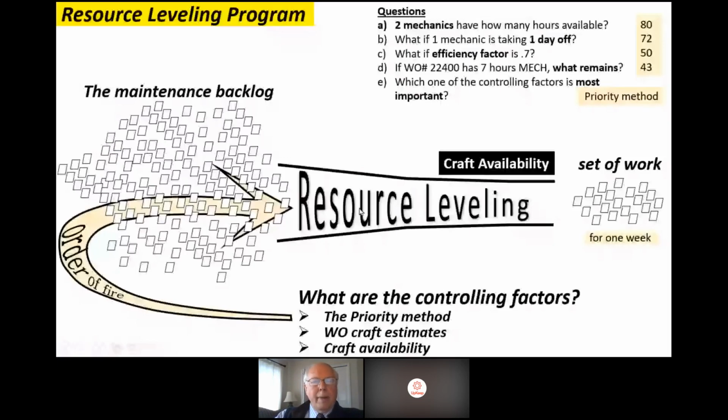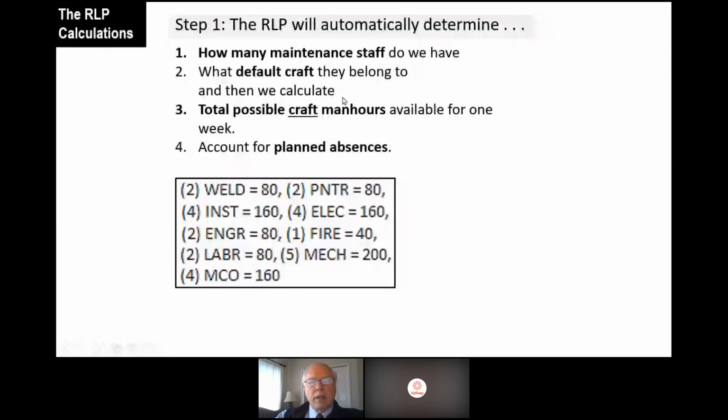The RLP will automatically determine how much maintenance staff you have. How will we do that? Well, we'll go inside your database. We'll read the number of workers, and I know for each worker what their default craft is. So now I'm able to calculate the total possible craft man hours available for 1 week. And if we capture the planned absences in advance, we now can create a total starting point for all of them.